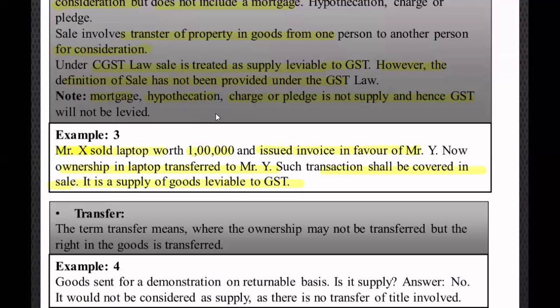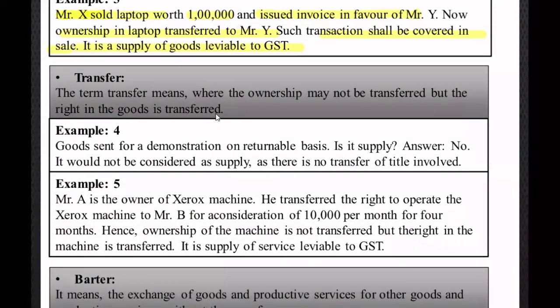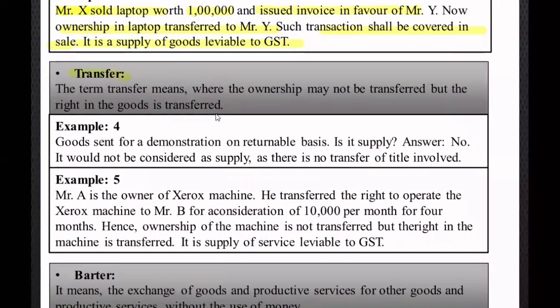That was sale. The next word was transfer. The term transfer means where ownership may not be transferred, but the right in the goods is transferred. Correct. With right, the right to use. Okay, meaning I'm giving you the goods to use for some time. Correct.